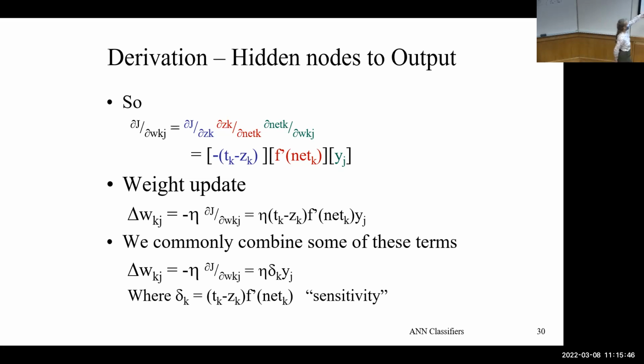And how many second layer weights do you have? How many WKJs do you have? 10 by 4. 40 of them need updating by 40 little equations.